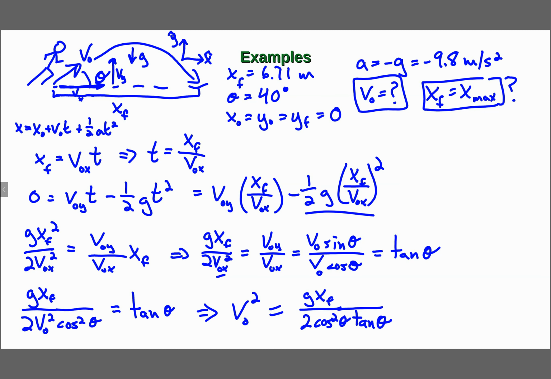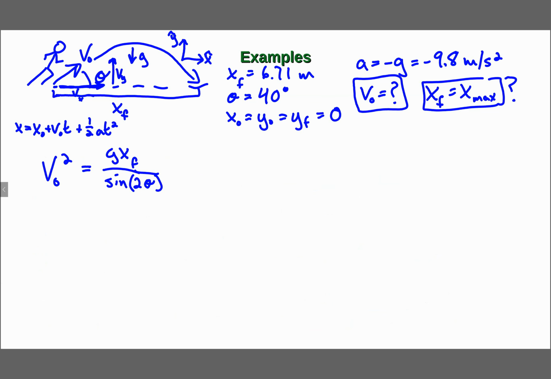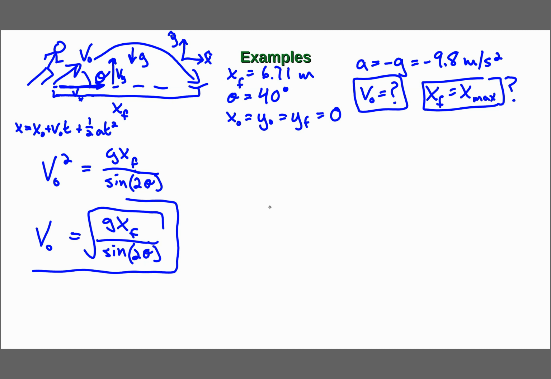And then remember that tangent of theta is sine theta over cosine theta. We have a cosine here, so then we have g xf over 2 sine theta cos theta. And then this piece is a trig identity. This is equal to sine 2 theta. So we have v naught squared equals g xf over sine of 2 theta. And we wanted to know v naught, so we just take the square root of both sides. And there's our answer to the first question on this.